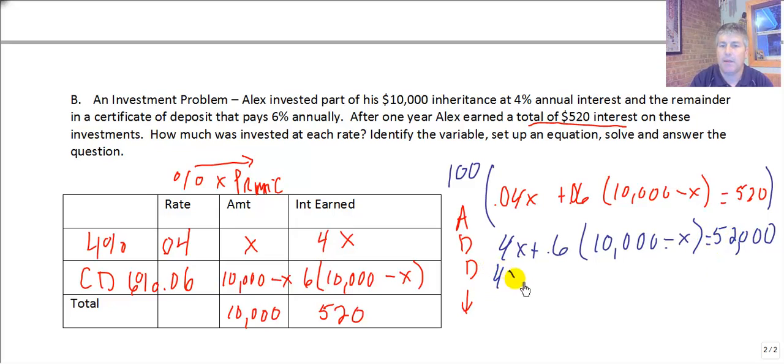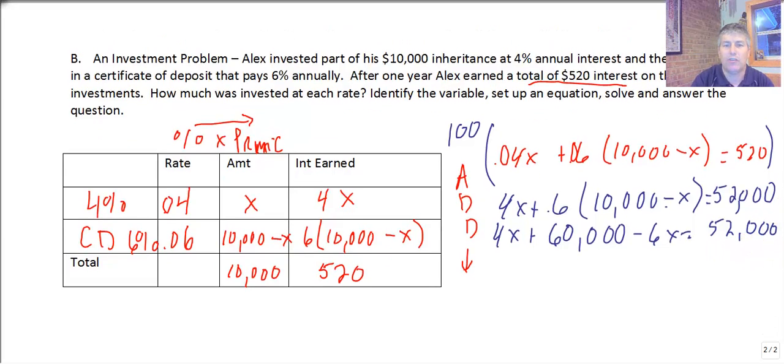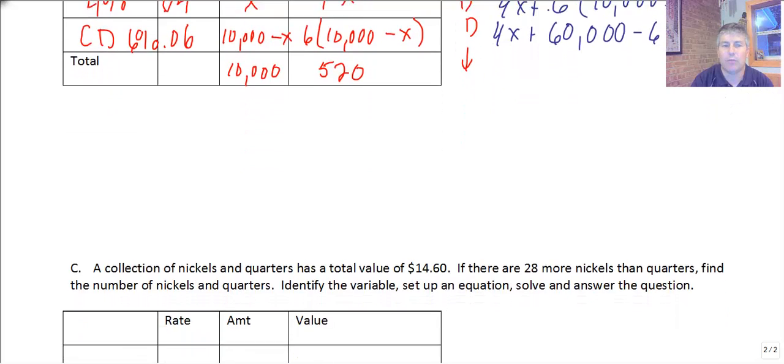And I think I'm going to let you guys finish this up. So 4x plus 60,000 minus 6x equals 52,000. And I will let you solve that and answer that question, and you can bring that to class. I did the heavy lifting for you there.